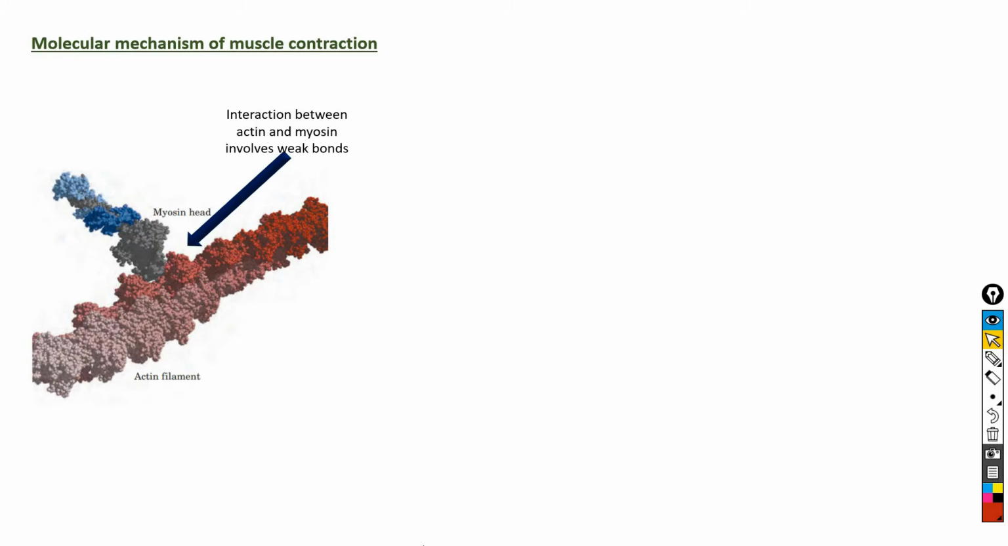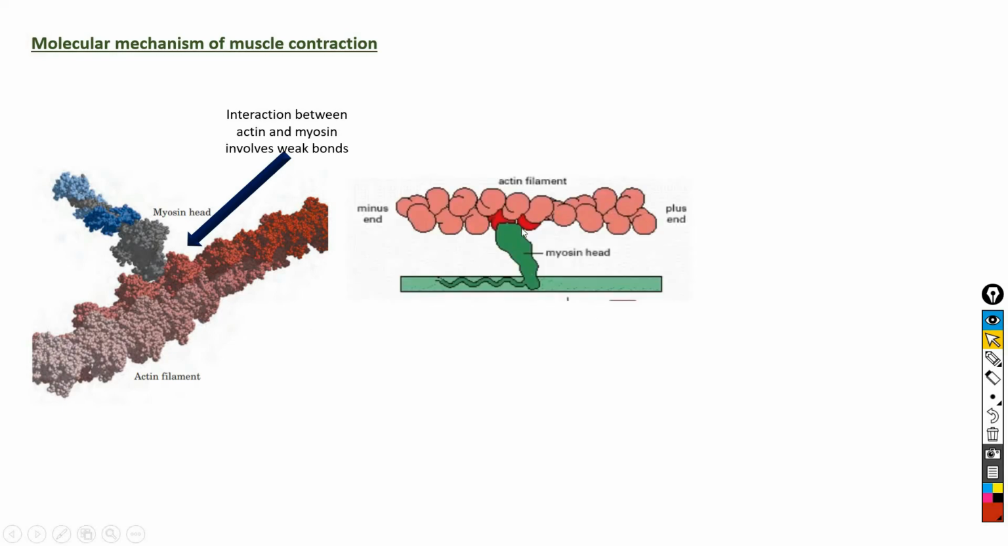So till here we have discussed the structure of vertebrate skeletal muscle and the organization of accessory proteins in the sarcomere, which is the basic functional contractile unit of the myofibril. Now coming to the molecular mechanism of muscle contraction. During muscle contraction, actin and myosin interact with each other, and the interaction between actin and myosin involves weak bonds. So when ATP is not bound to myosin, a phase on the myosin head group binds tightly to the actin filament, as you can see here.